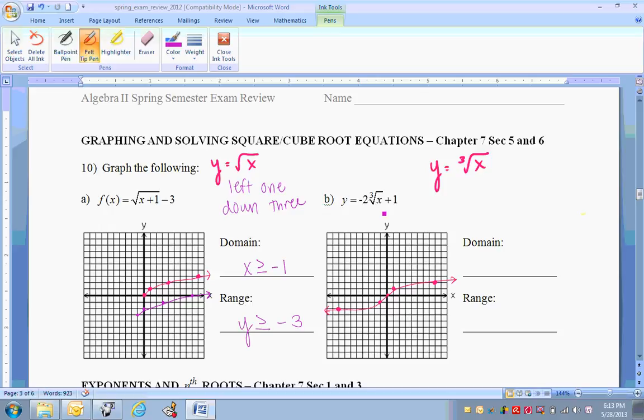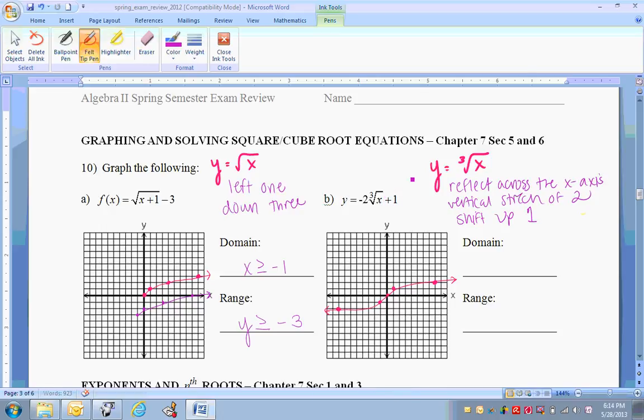Well, this negative out in front tells me that I'm going to reflect across the x-axis. And this 2 out in front tells me that I am going to have a vertical stretch of 2. And the 1 out back tells me I'm going to shift up 1. So let's go ahead and apply those transformations.